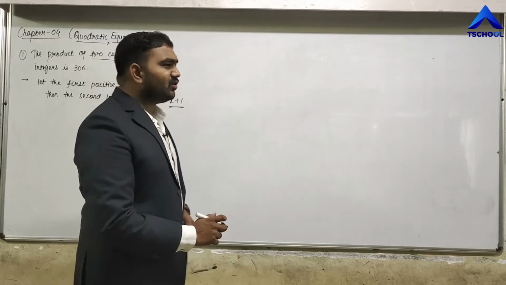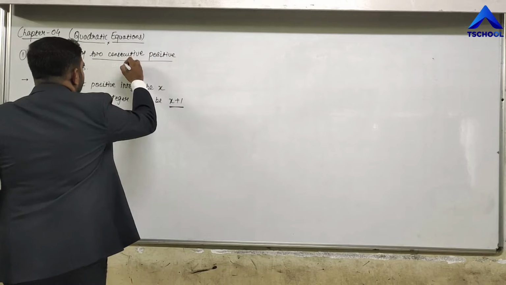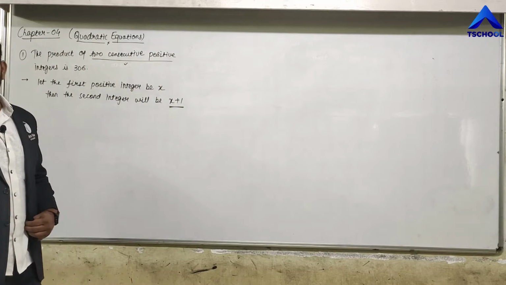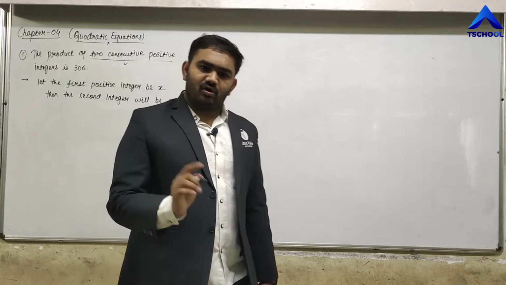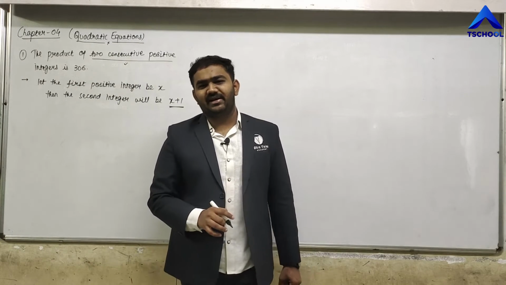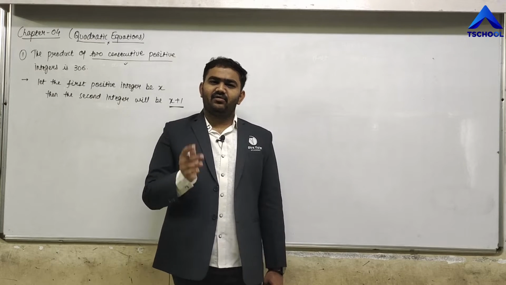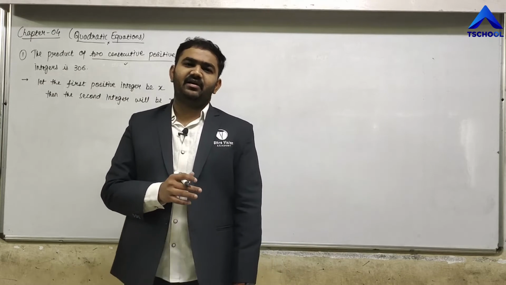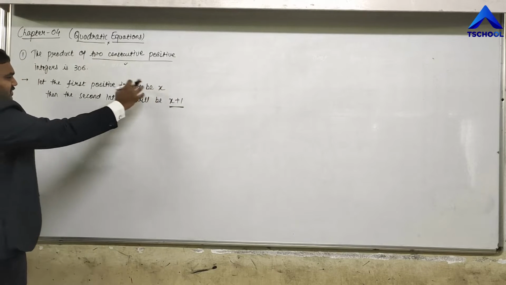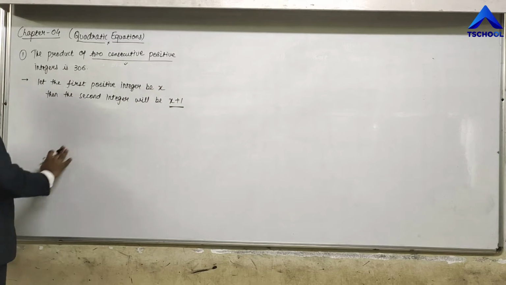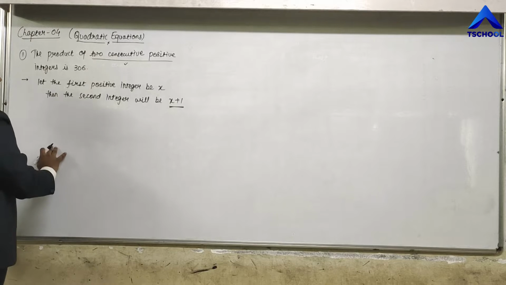Note that this happens only when there are consecutive positive integers. Sometimes there might be a question like consecutive even integers or consecutive odd integers or anything like that. In that case we are going to deal with a different condition and a different variable, right? So here the first positive integer is x and the second integer will be x plus 1.